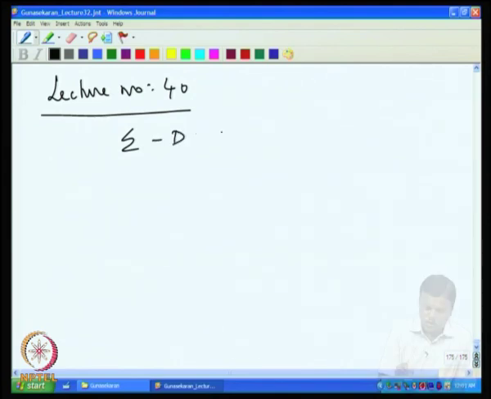Today we will continue to discuss our ADC converters, because we have discussed so far dual slope ADC, then successive approximation ADC converter, and then flash ADC. In flash ADC we also discussed pipelined architecture. Now we discuss the other ADC converter, that is sigma delta ADC converter. So, sigma delta ADC.